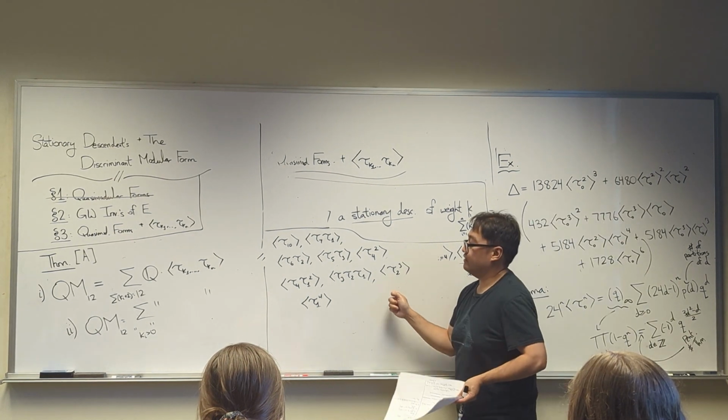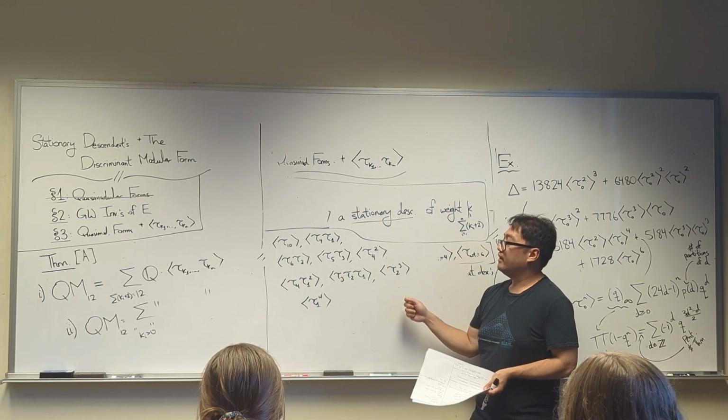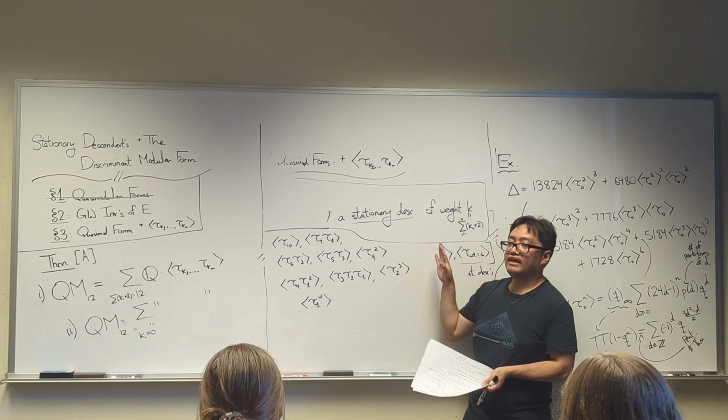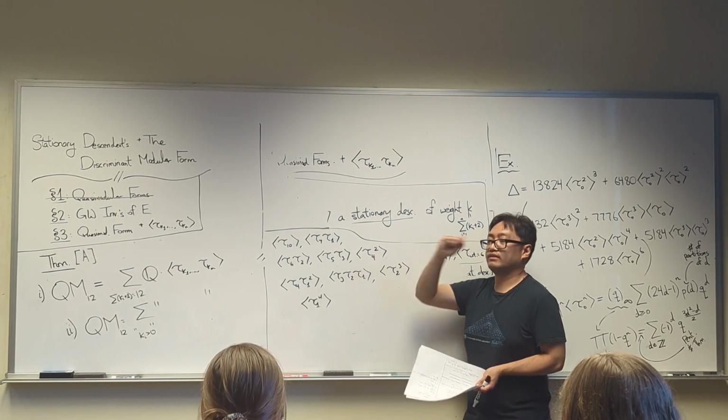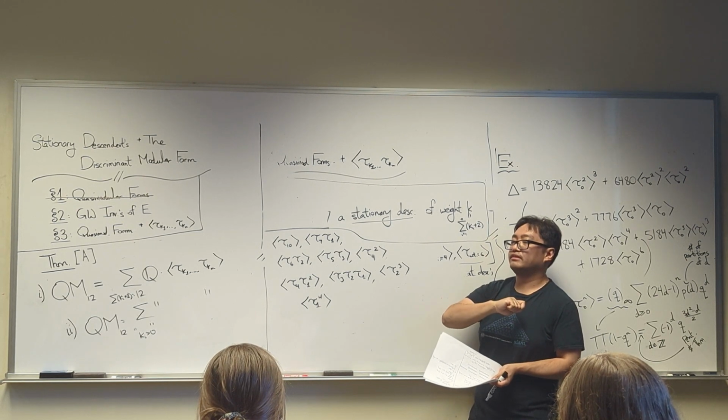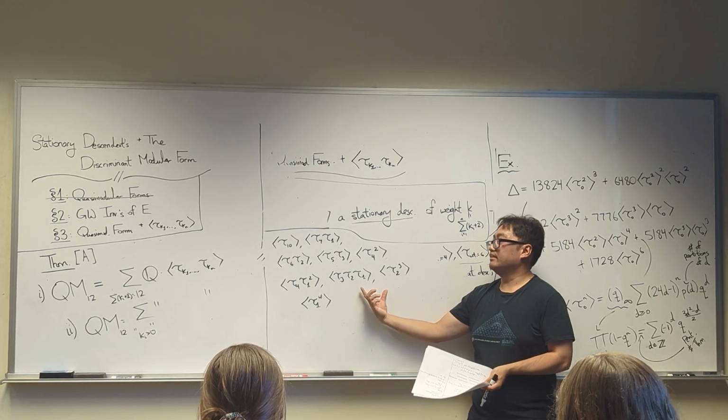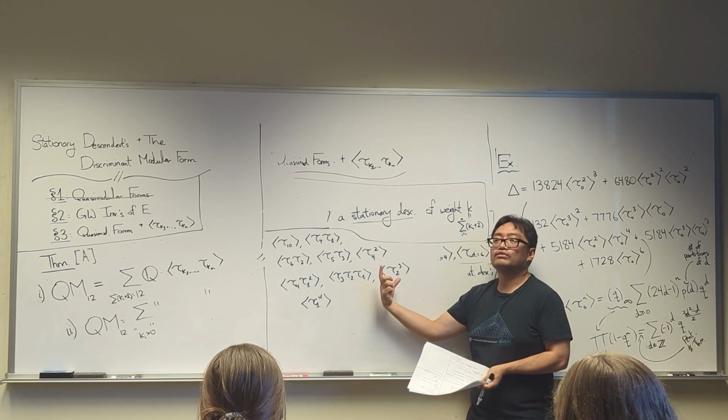These are stationary descendants of weight 12, and it turns out that any 7 of them will form a basis for the ring of quasi-modular forms of weight 12. Or in other words, this is the phenomenon of a uniform matroid.